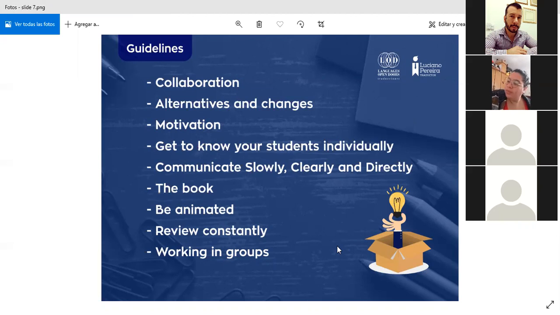Next point, review constantly. Well, this happens especially with adults who don't have the time to spend reading at home or reviewing what we saw in class. So we have to do the review in the classroom, okay? Perhaps with some activities relating different topics that we saw in previous lessons, okay? As a way to remember or to refresh, to review what we have seen previously.